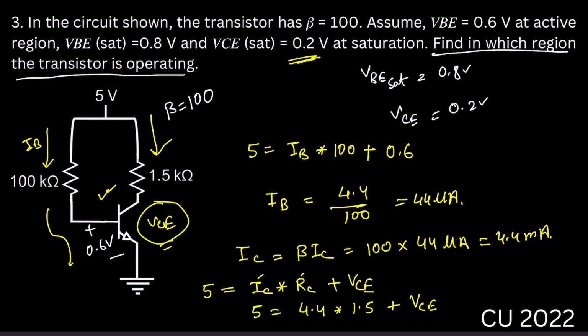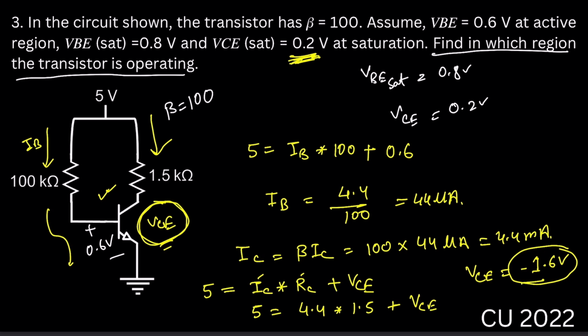So from here you can see 4.4 multiplied by 1.5 would be 6.6. So from here we get VCE is minus 1.6 volt. That means what we assumed here, that the transistor is operating in the active region, is wrong. Why? As you can see here, VCE is less than 0.2 volt. Here we got VCE as minus 1.6 volt, so minus 1.6 is less than 0.2 volt.